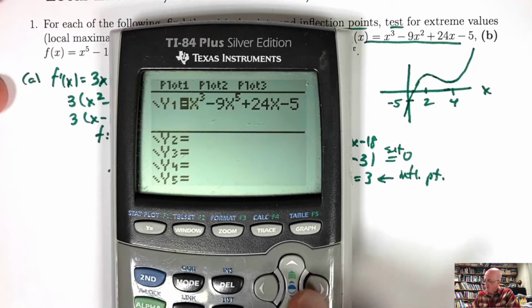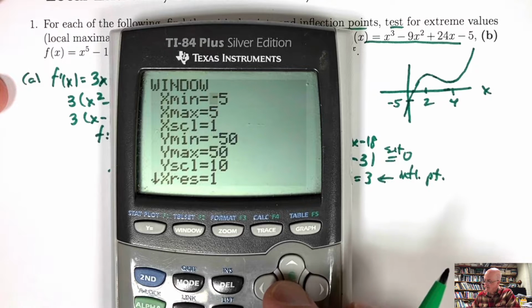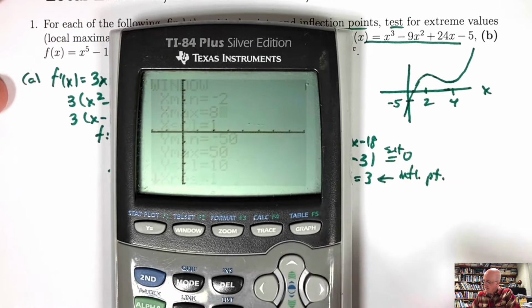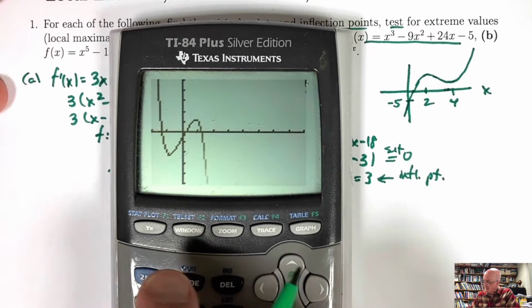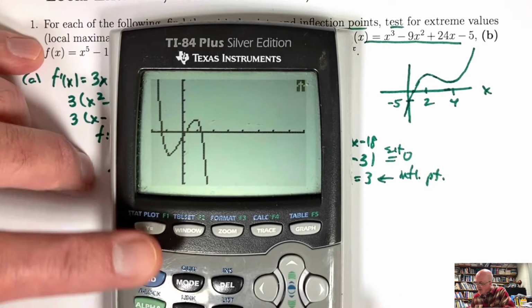There I have the function plugged in. I picked this for the window. Let's see what we see. Actually, I'm going to make the window a little different. Let's go -2 to 8 here, say. Let's see, that doesn't look right. Do I have the right function plugged in? Let me go back to my y equals screen.